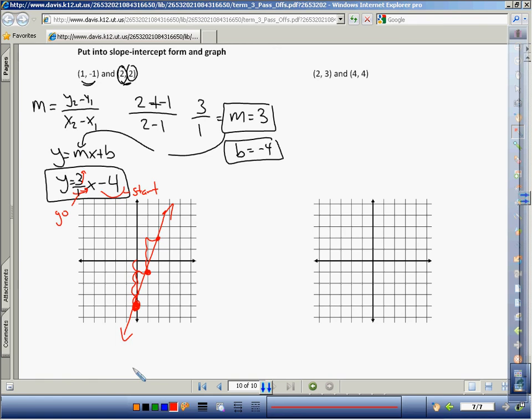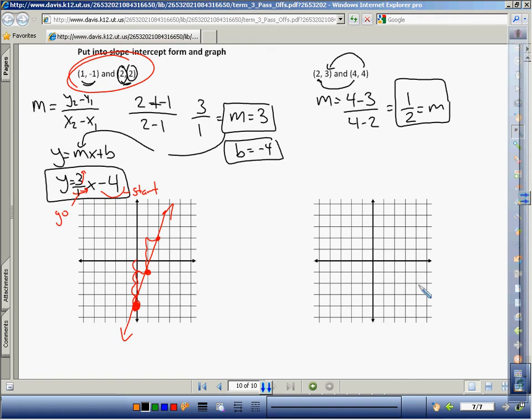Now you can check your work by plotting these points right here. If they land on your line, you did it correctly, and we did. Okay, so let's look at the next one. I will give you at least a little piece of it. We're going to find the slope. We're going to go 4 minus 3 and 4 minus 2. That gives me 1 over 2. So that's great. My slope is already a fraction. We like fractions for slopes. That's good. Then I just plug it back in.